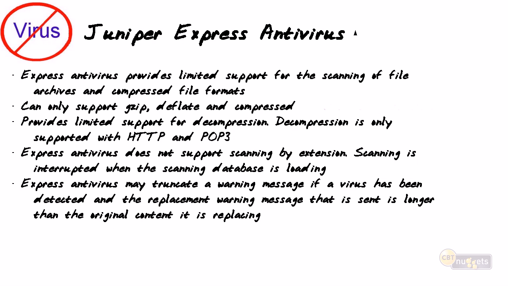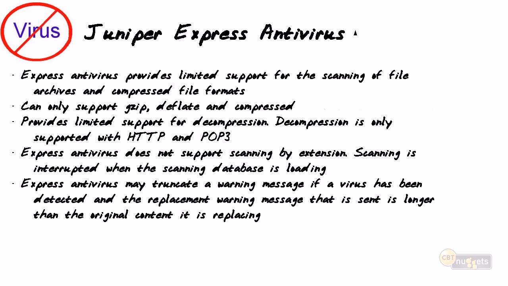Now, one of the things that Juniper Express Antivirus has in common with Kaspersky and the Sophos in the Cloud engines is the fact that you have to have an additional license, a feature license. You have to pay for it and install it on your SRX. So that's something that they have in common. As a matter of fact, most of the features of the UTM demand an additional license you have to purchase. Now, there's a couple of exceptions, and we'll see them when we get to them. But as far as antivirus goes, you've got to pay for it.